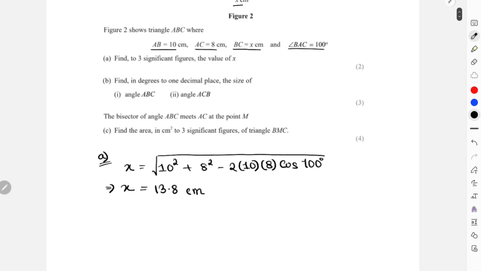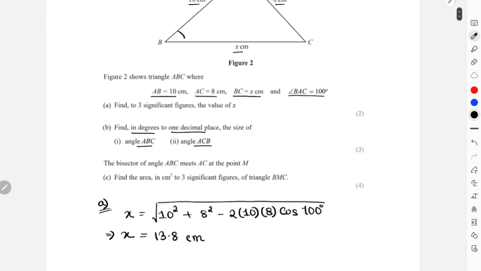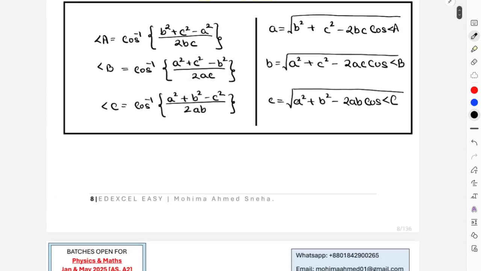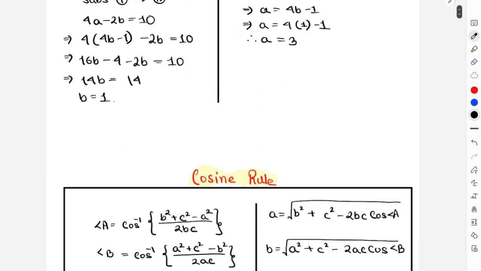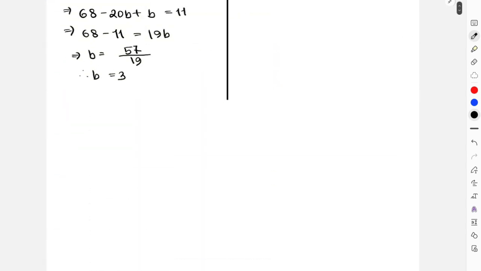After that they want to find the degrees to one decimal place for the size of ABC and ACB. For these angles they want to find out the angle value. So for ABC I can easily use what? Sine rule over here. Again for sine rule I do not have much space. One minute. I'll try to find a space in the previous pages maybe. Yeah, I'll just keep the sine rule over here.